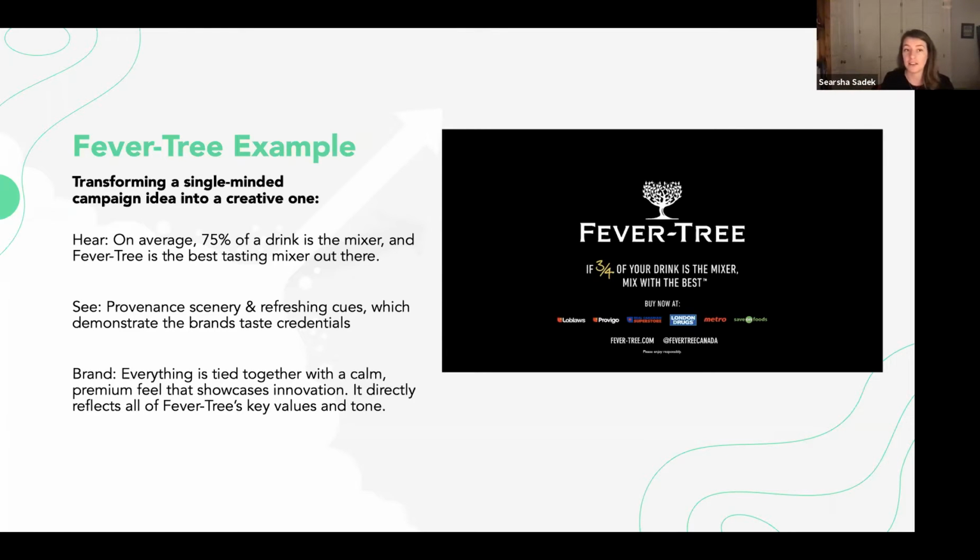Those two things are very complementary, the hear and the see. They have to be tied together. What you're seeing has to reinforce what you're hearing. Then when you take a step back, the brand is very calm, it's very premium, it shows innovation, it shows the refreshment. So it really does reflect Fever Tree's key values and their tone of voice.